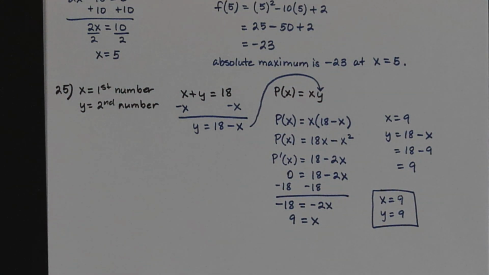So those would be the two numbers whose sum is 18, and the product will give me a maximum. All right. Questions on number 25?